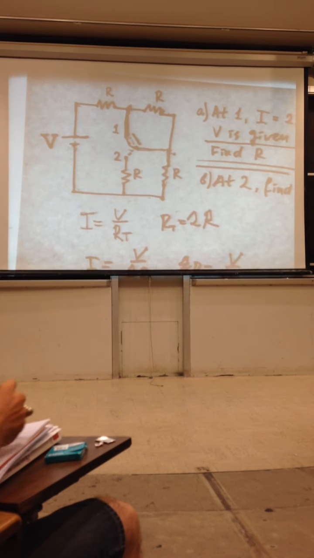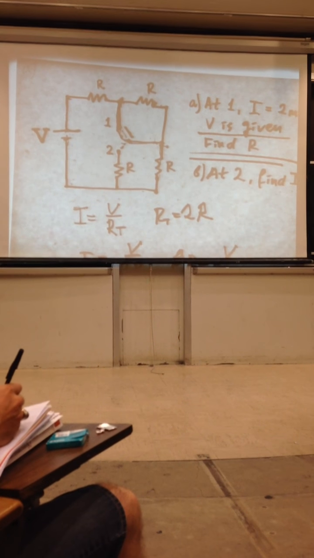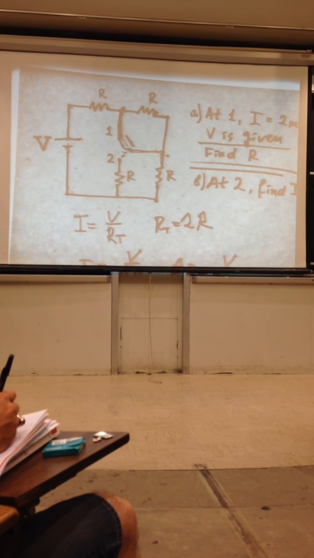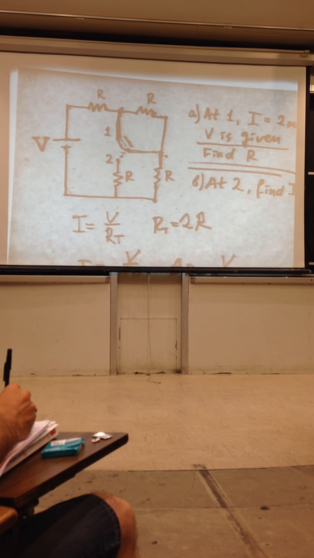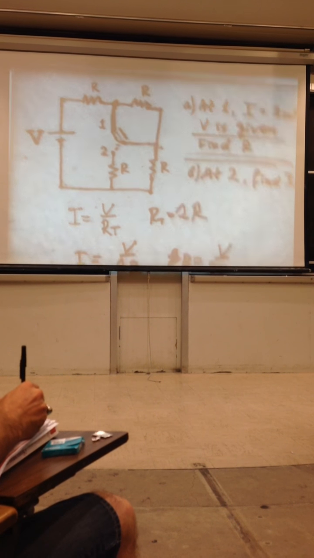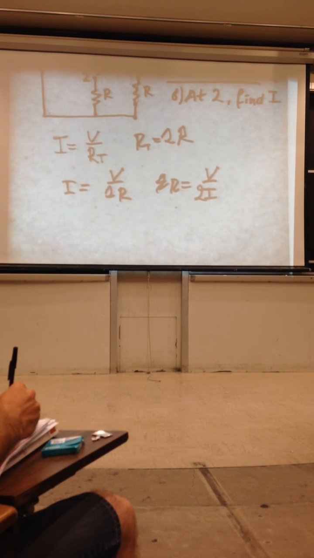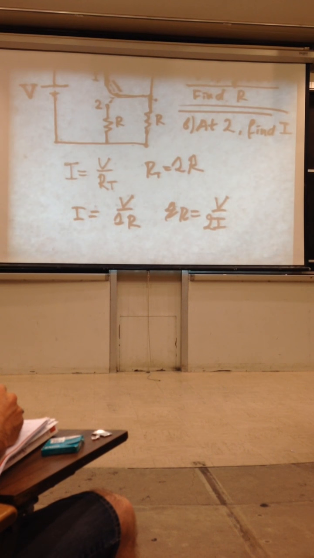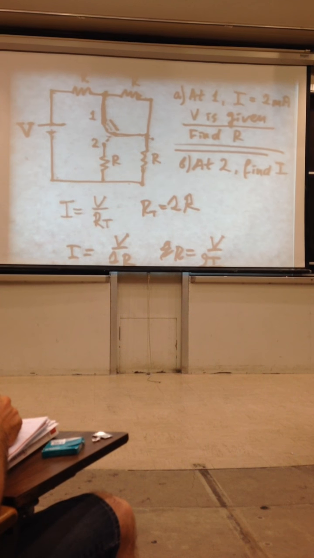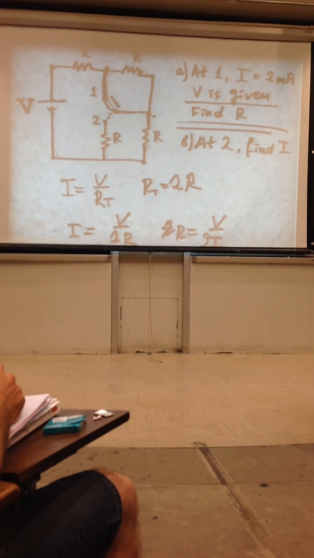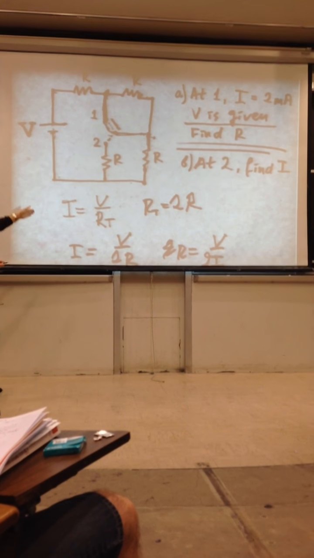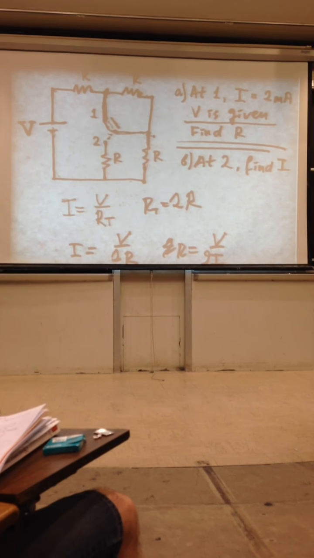So you need to determine how the current would go, and therefore you can determine the total resistance, and from there you can find the resistance. And part B says, now you know the value of the resistance. If the switch is at position 2, find the current. You know the current when it was at position 1. Now when you switch it from 1 to 2, you should find the current.